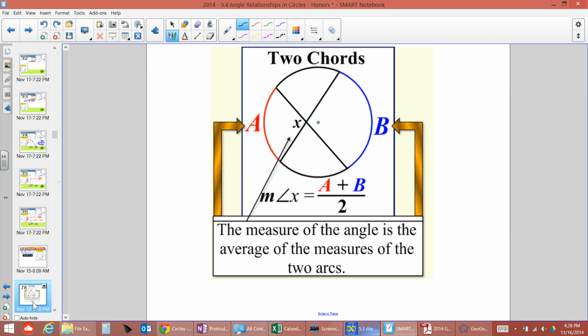All right, now we talked about when we have 2 chords. The measure of the angle is the average of the measure of the 2 arcs. You don't need to know it's the average, but it is. You just take small arc and big arc, add them together, and divide by 2. That means it's an average.